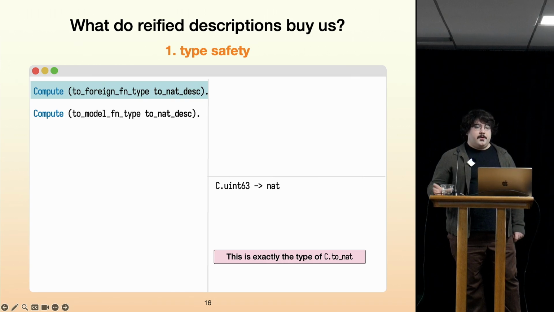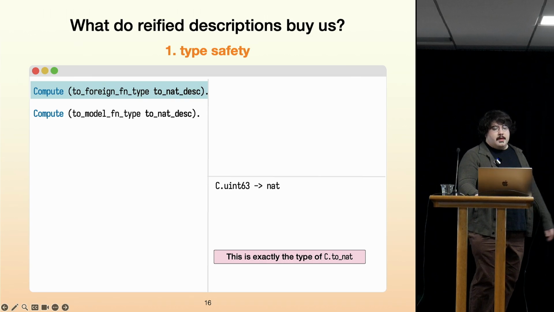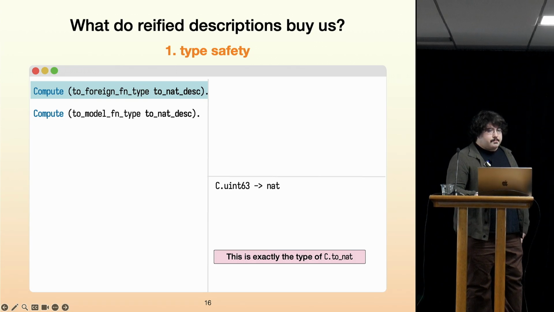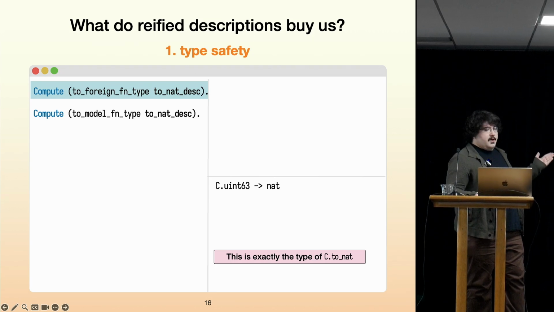Well, why did we go through all this trouble? What do reified descriptions actually buy us? The most important aspect is type safety of our specifications. If we have a description of a particular function, like 2nat, we can recover the original types from that. So here we recompute the type of the 2nat foreign function from its type's description. We can do the same thing for the functional model type as well. And thanks to this, we can build a larger dependent type record, like the function description, that has a type description and also the functions that actually are of that type.